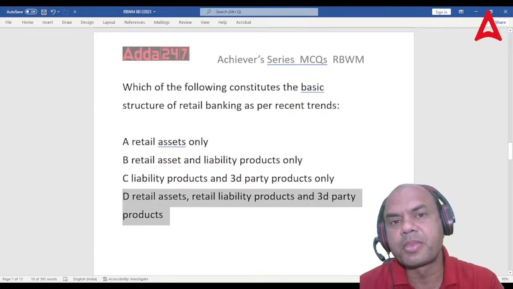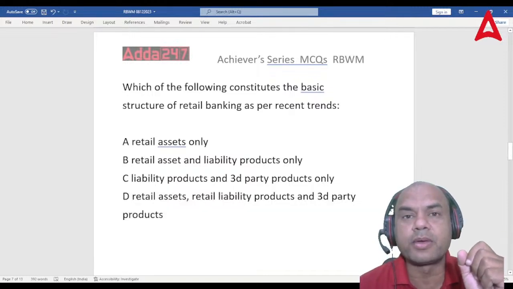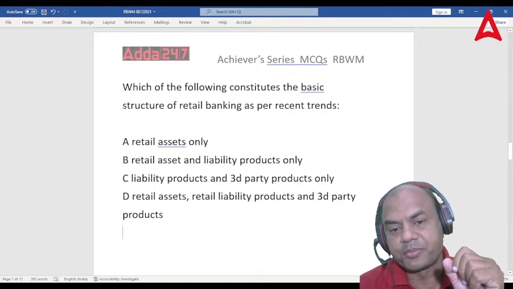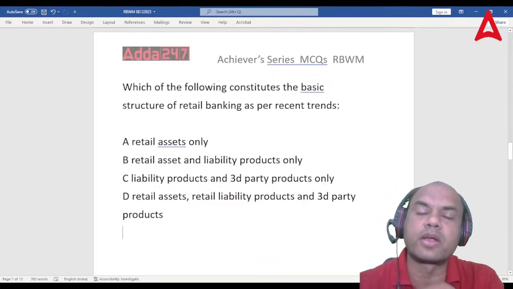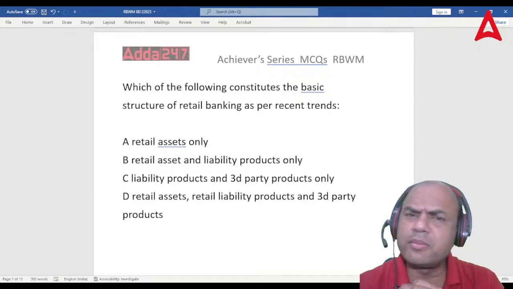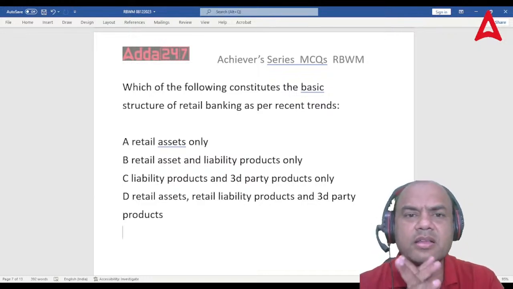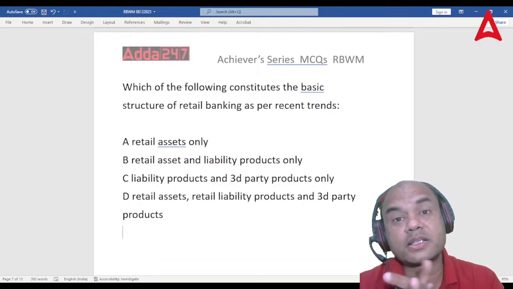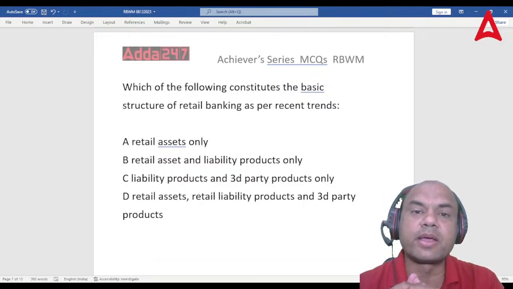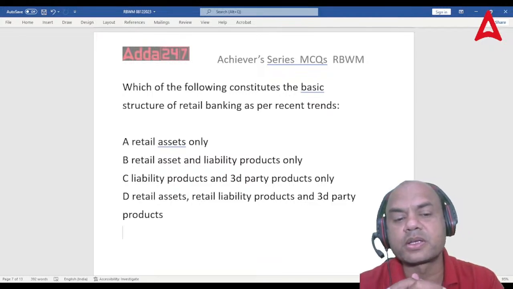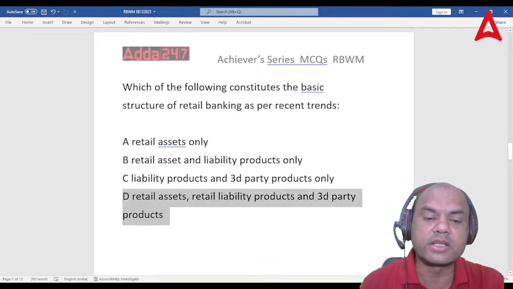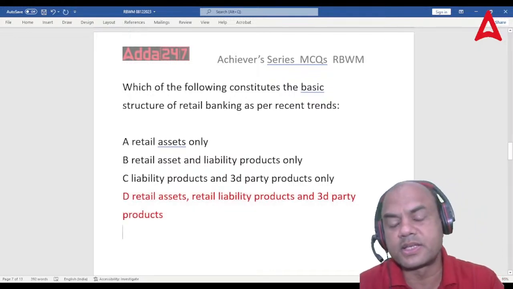What is retail asset? Asset means a loan for the bank. So loans are the assets for the bank. Liability means deposit, saving, current, FD. And third party means those products like insurance, mutual fund, or broking accounts. There are many. There are factoring, there are others as well. There are certain credit cards of other banks. So these are all the basic structures of today's banking. Today we do the selling of all these three products: retail assets, liabilities, and third party. So the answer is D. Got it, everyone? Answer is D.